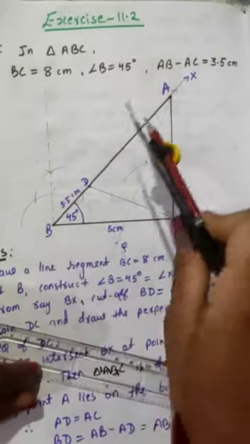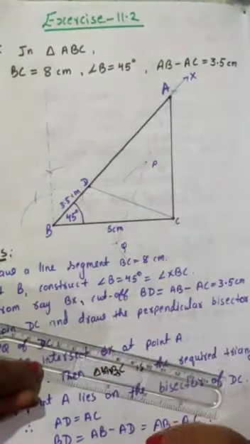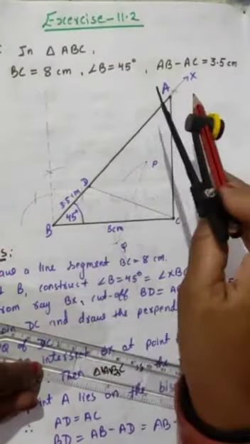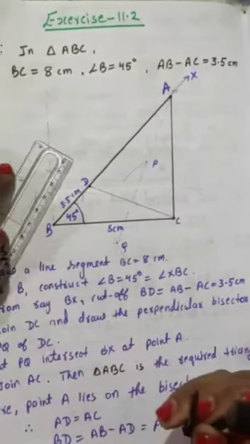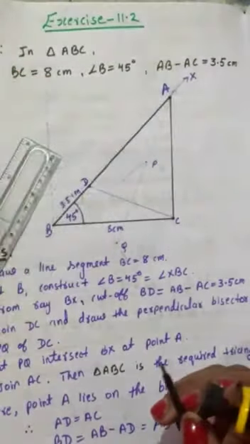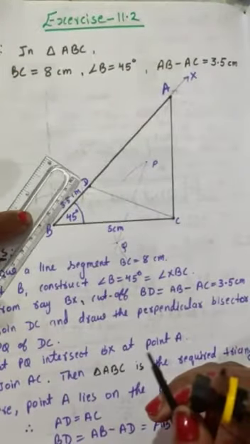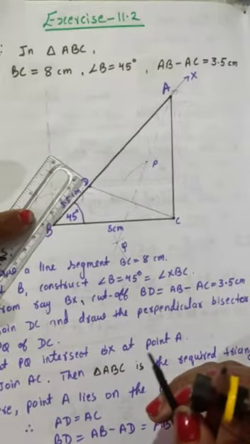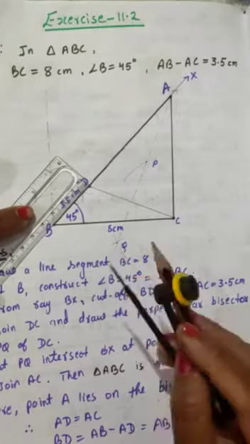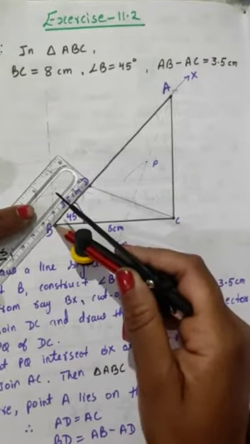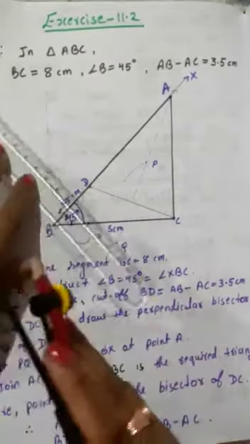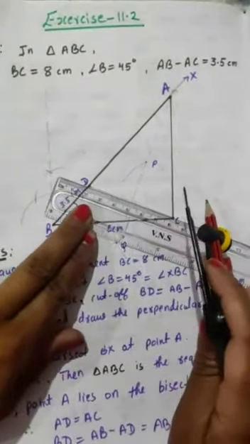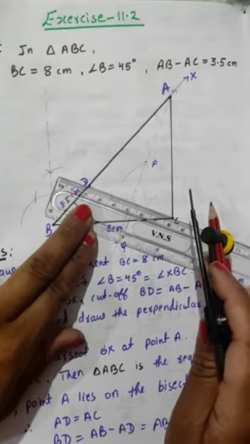Now this is a ray BX. You will construct a long ray and name it BX. Now you have to measure the difference given. AB minus AC is 3.5 centimeter. So you will mark a point D at a distance of 3.5 centimeter from B. You can see this is 3.5 and this is point D. Now you have to join D and C. These two points we have joined.